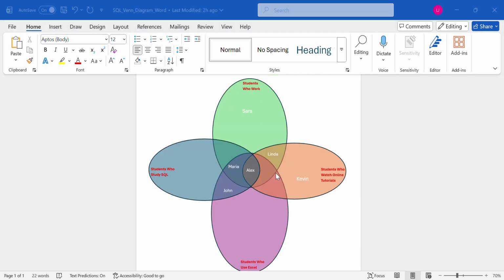Now aside from the placeholders for each of these Venn diagrams, we look at all the names: Sarah, Linda, Kelvin, Maria, Alex, John. All this can be said to be the union because it involves all the names together.